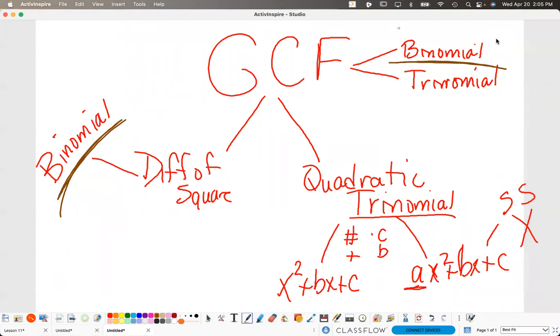Quadratic trinomials, they're multiple step. I know, I'm mean like that. You're welcome. Once you get it, it's easy.